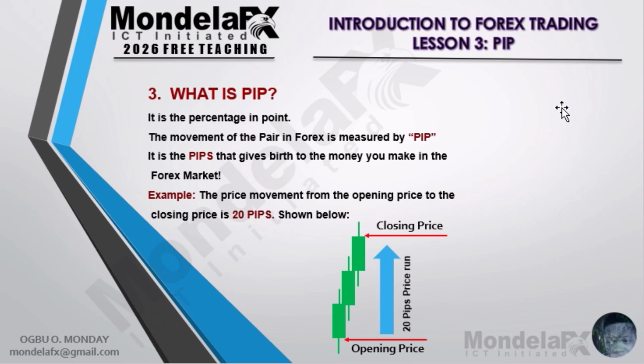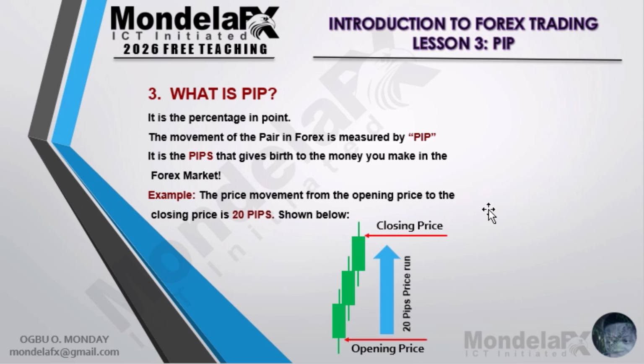All right. So, what is a pip? It is a percentage in points. The movement of the pair in Forex is measured by pips. It is the pips that give birth to the money you make in the Forex market. Example, the price movement from the opening price to the closing price is 20 pips, showing blue. So this is a brief explanation I want to give you here.